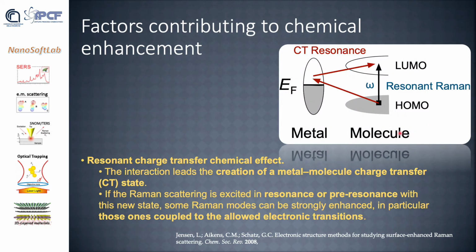This is a schematic of what happens in this last effect, in which the molecule is connected to the metal: the electronic states of the molecule, the HOMO and the LUMO, are combined with the electronic states of the metal. Some transitions can take the resonant Raman route if the energy is sufficient, but if the energy is smaller, there can be charge transfer states that can be resonant, and in this case provide resonant Raman amplification.